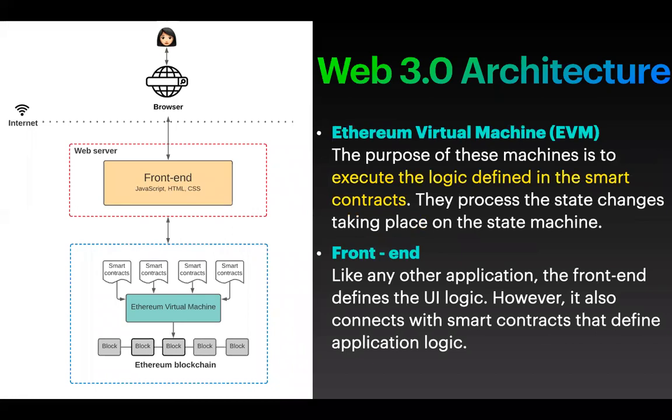And then the virtual machine is there. This is where everything is connected. The smart contracts and the blocks are connected to the virtual machine, and this virtual machine interacts with the front end. This particular virtual machine helps you execute the smart contracts.